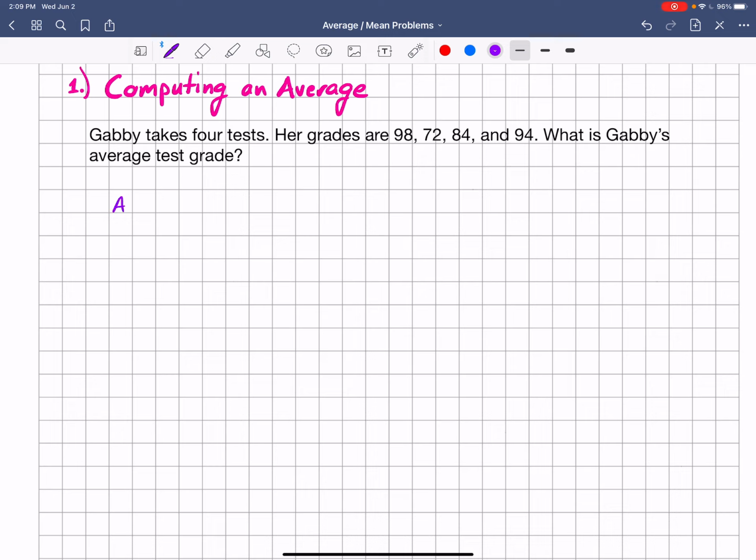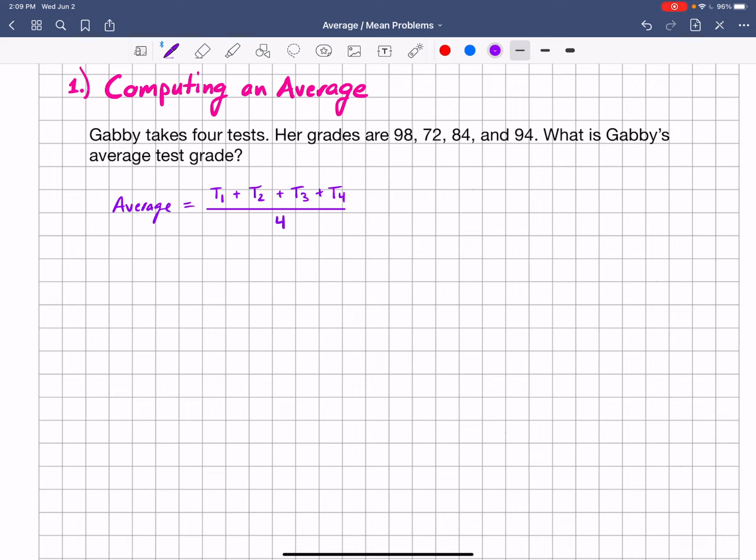So to find an average of, say, 4 tests, we're going to have to take the first test score, so the score for test 1. We're going to add that to the score for test 2. We're going to add that number to the score for test 3. And finally, add the score for test 4. After we add up all these test scores, we're going to divide by the number of tests we took, or that Gabby took in this case, and she took 4 tests.